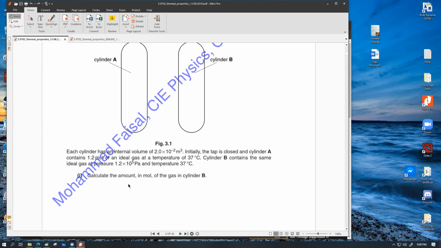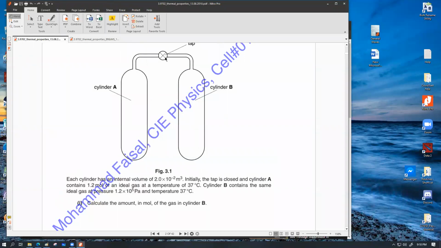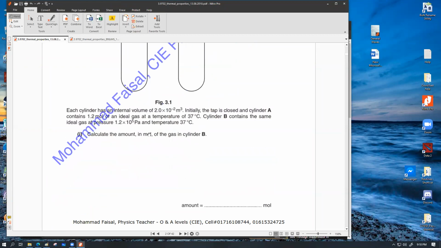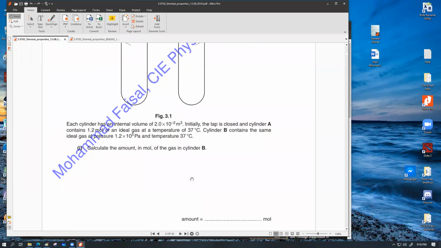Cylinder B contains the same ideal gas at pressure 1.2 into 10 to the 5 Pascal at temperature of 37 degrees Celsius. So both of them has the same temperature, 37, but the difference is that this one contains a mole number of gas of 1.2 mole, whereas this one contains the pressure at 1.2 into 10 to the 5 Pascal, and the tap is currently closed. So okay, calculate the amount in mole of the gas in cylinder B. So we can calculate this up pretty simply.